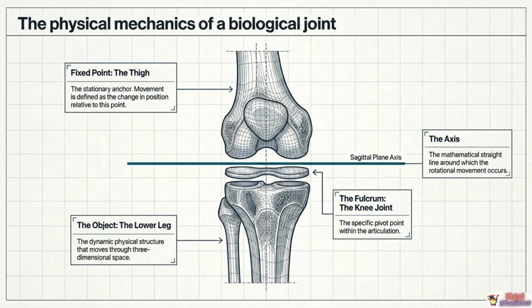Third, the fulcrum, the knee joint itself. This is the specific pivot point within the articulation around which motion occurs. Fourth, the axis, a mathematical straight line running through the joint around which the rotational movement takes place. In the knee, this is the sagittal plane axis. Every single joint in the human body operates on this same four-component model. Understanding these mechanics is the foundation for understanding every movement term that follows.